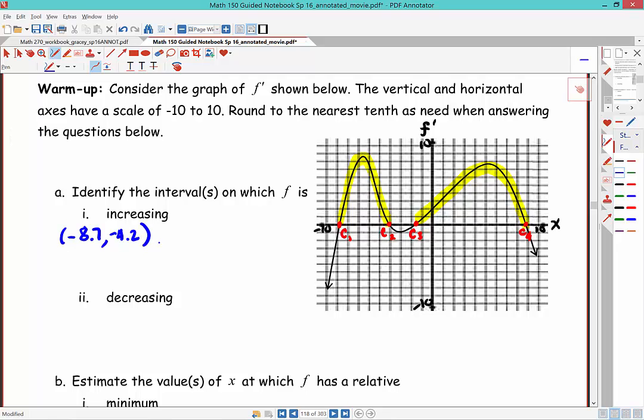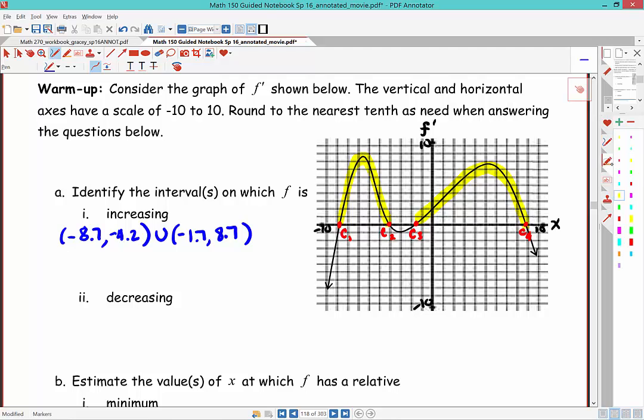And then we have one more interval, right? So C3 is at about -1.7. And it goes until C4 where we have positive outputs for our derivative, and that is at about +8.7. Okay, so far? So those are the domain intervals on which the original function is increasing because those are the intervals where the derivative function is positive.